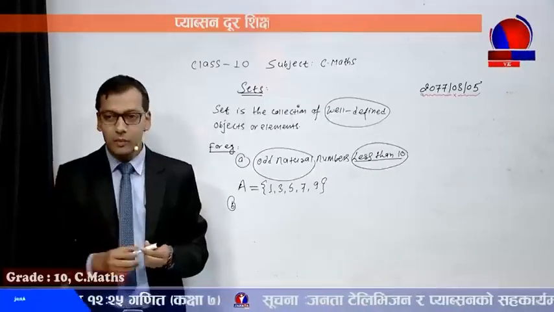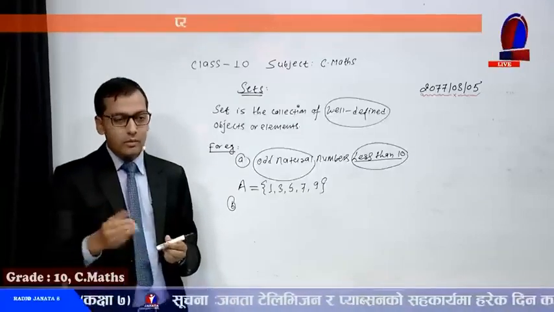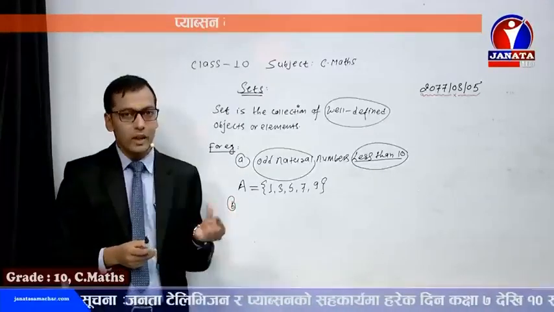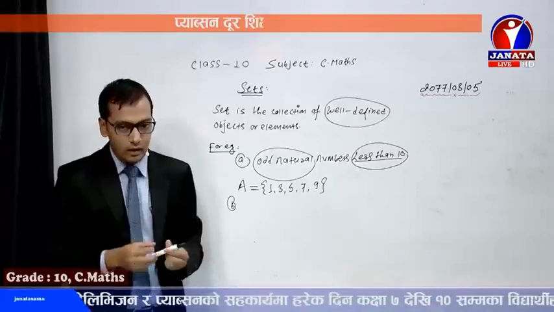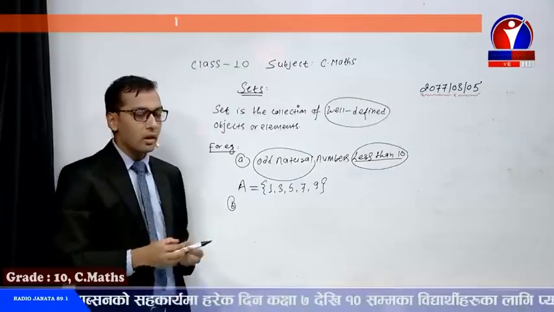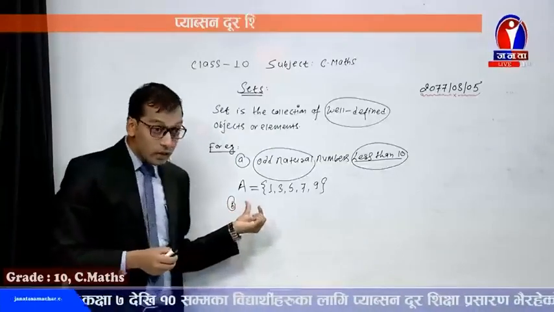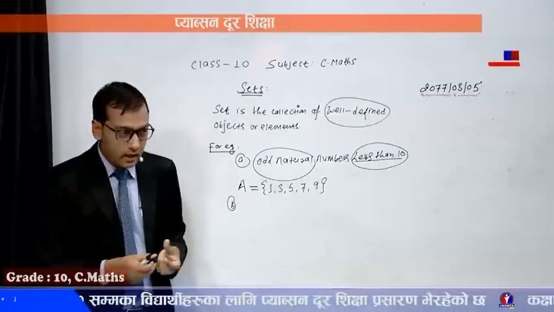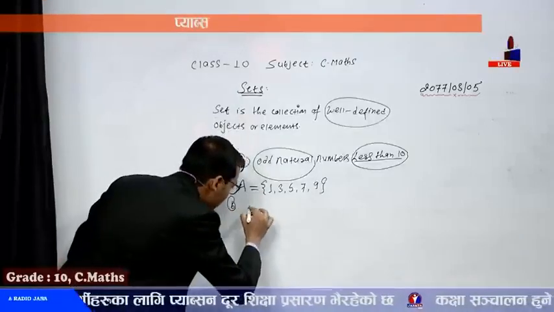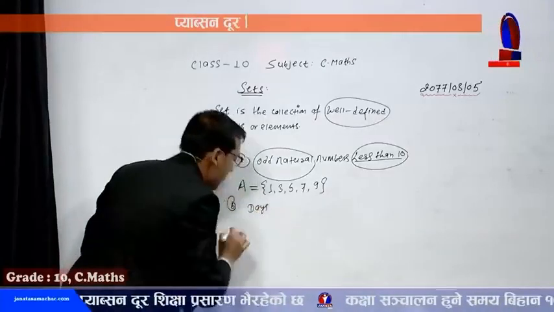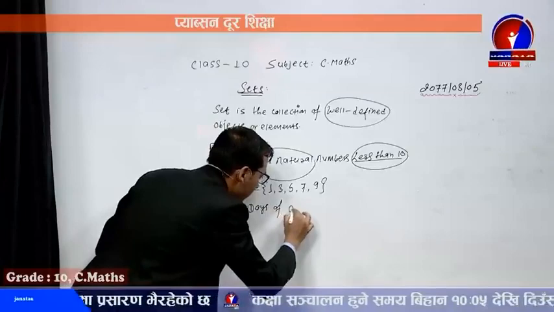What can be the examples? Examples can be the days of a particular week, or the number of months in a year. So how many days are in a week? There are 7 days. So the second example can be days of a week.